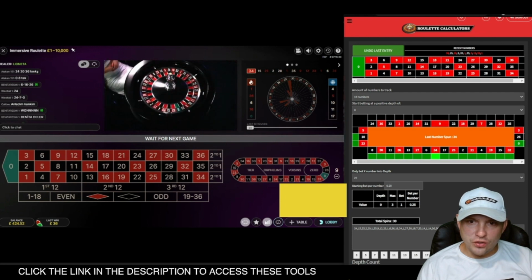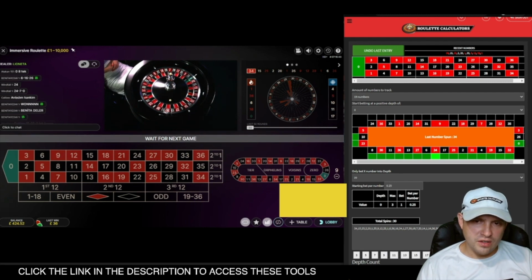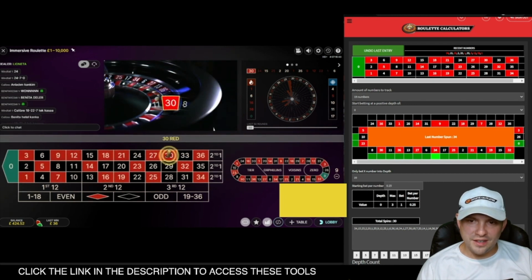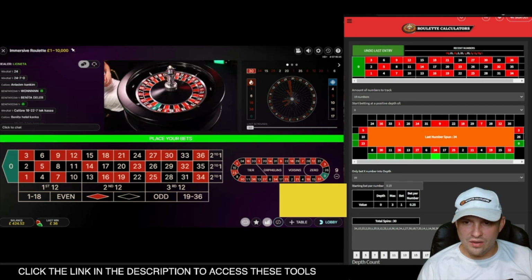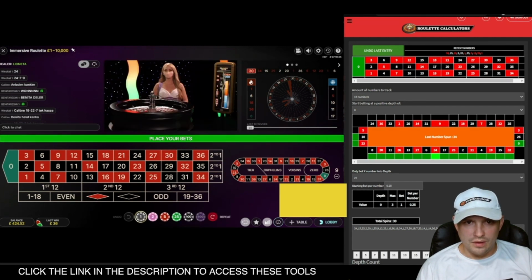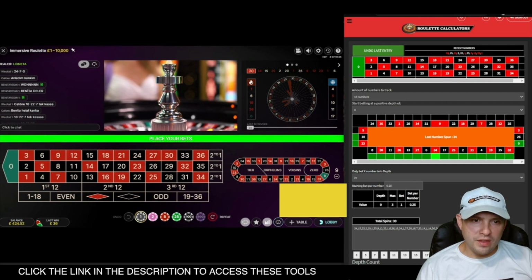So that looks like it's gone to the highlighted section again. So yeah, I mean that pattern really is kind of holding true there. 4 zeros in a row. Really interesting if it does go to the unhighlighted section now. But again, it's all about observing the dealer.